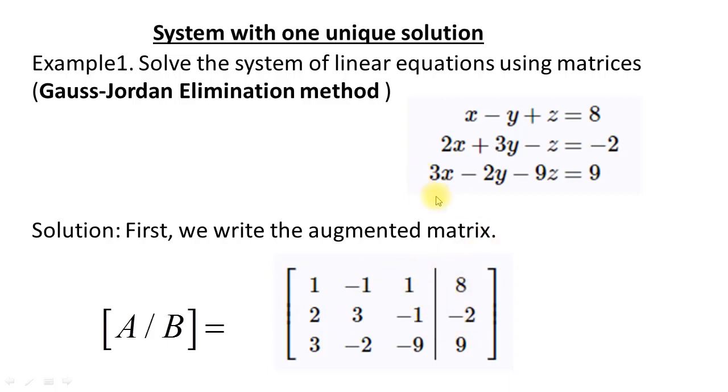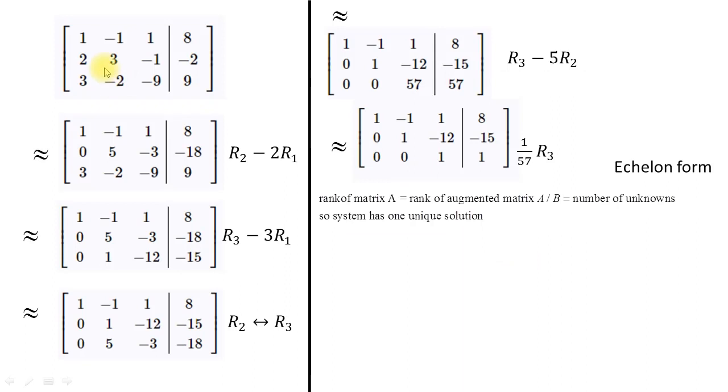Now to solve this system, first of all, reduce this augmented matrix to echelon form, and then reduce it to reduced echelon form. So this is the augmented matrix. Now by performing row operations, multiply the first row by 2 and subtract from R2. 2 times R1 subtracted from R2.